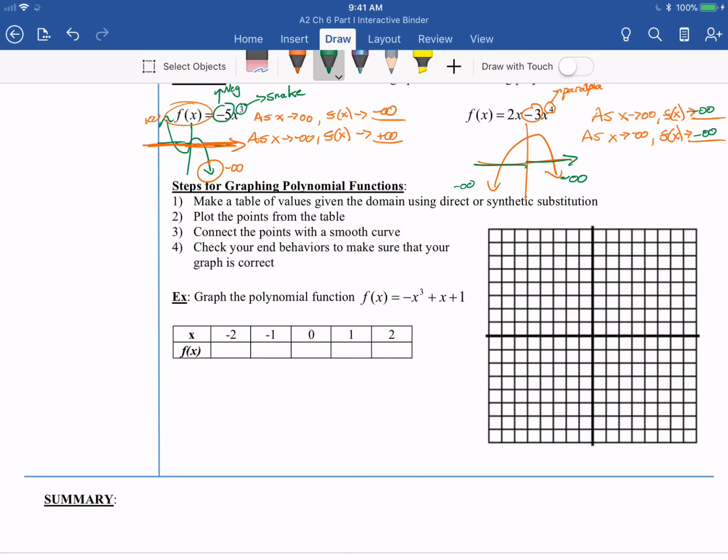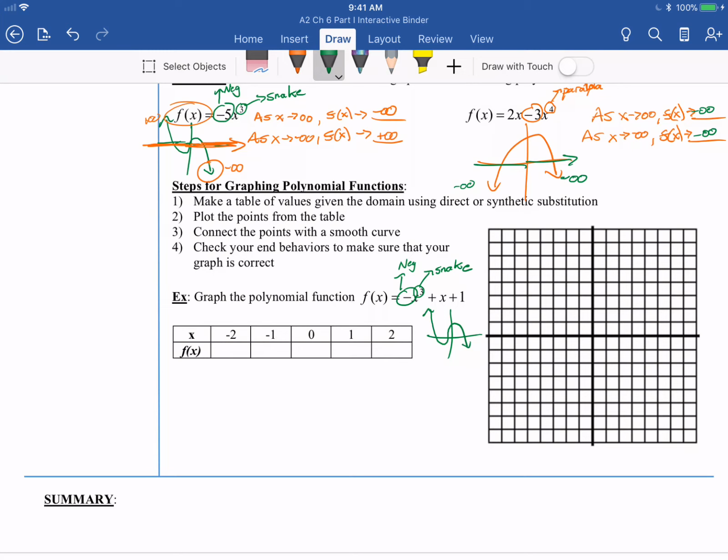Okay, so if I look at this one, if I have my polynomial negative x cubed plus x plus 1, I notice that the highest exponent is odd, so this means it's going to be a snake. And I know that the leading coefficient is negative, so this snake starts up high, snakes around, and ends down low. Something like that. Okay, so that's what our graph has to look like.